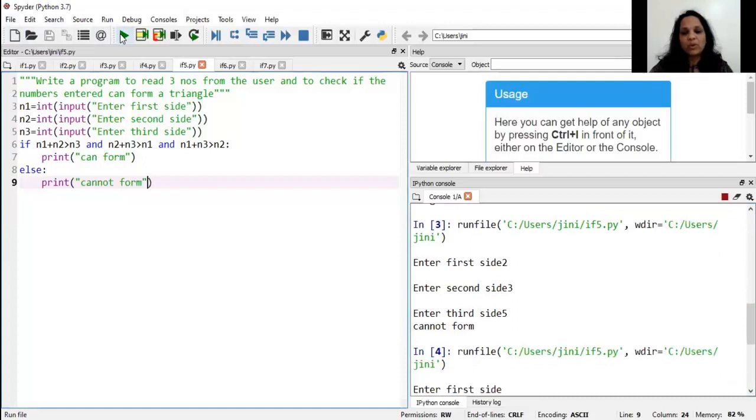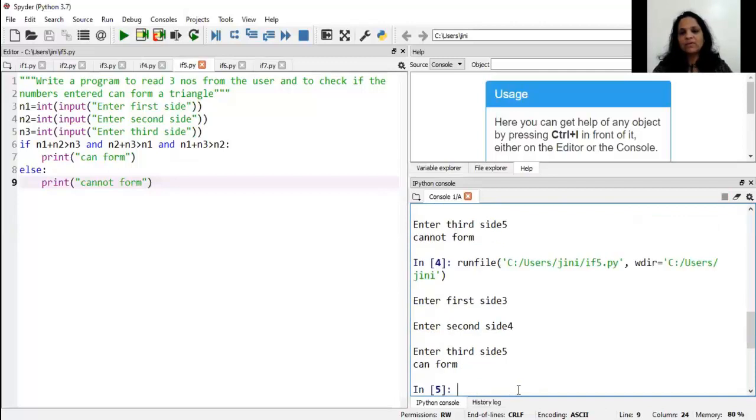But let me just run the program with 3, 4, 5. Sorry, 3, 4, 5. And it says can form. Why? Because 3 plus 4 is greater than 5, 4 plus 5 is also greater than 3, and 3 plus 5 is also greater than 4. So if we satisfy this rule that the sum of any two sides will always be greater than the third side, then definitely we can draw a triangle with these measurements. And if we cannot have these conditions satisfied, it means you cannot.